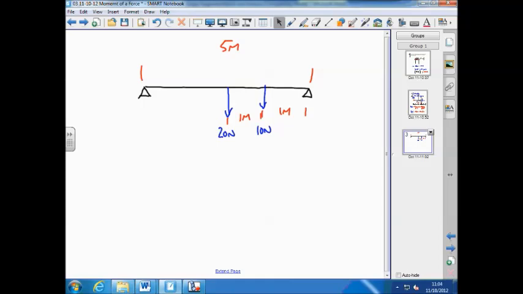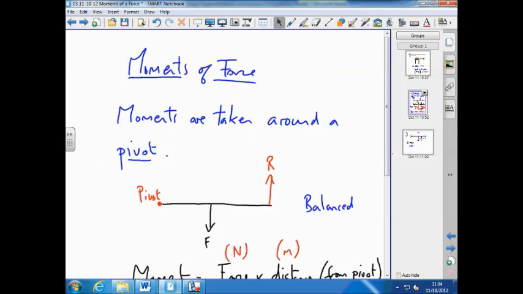So the first thing we do, this is method one, if you like. So first method. What we do is we add up all the clockwise moments, and then we add up all the anti-clockwise moments, and then we put them equal to each other. I'm going to do the clockwise moments first. But the clockwise and anti-clockwise moments that we're going to work out are all about a pivot.